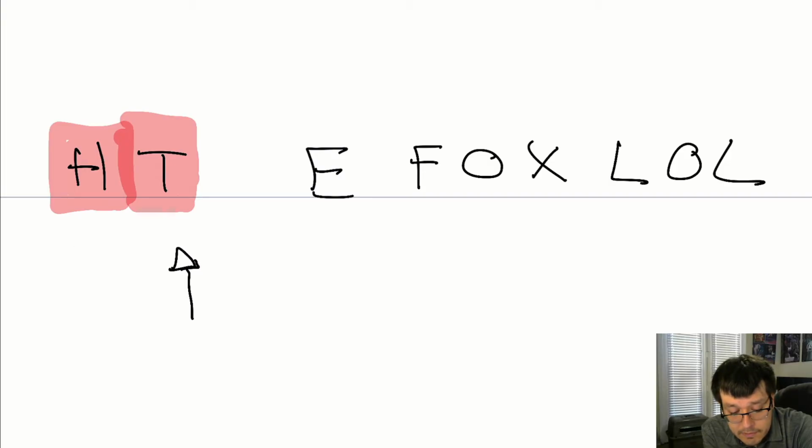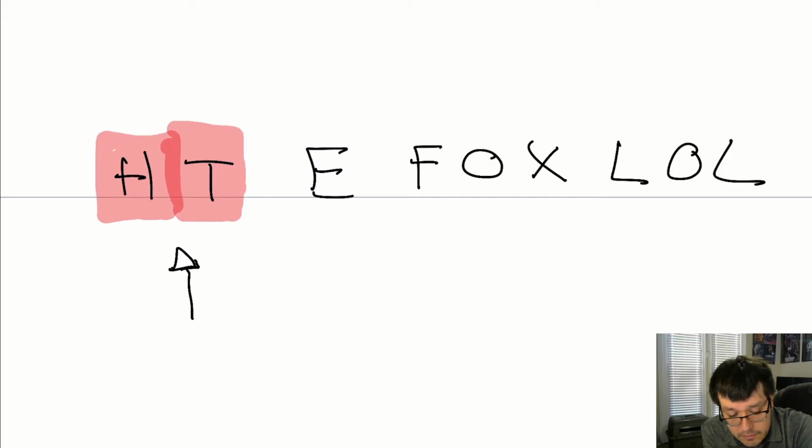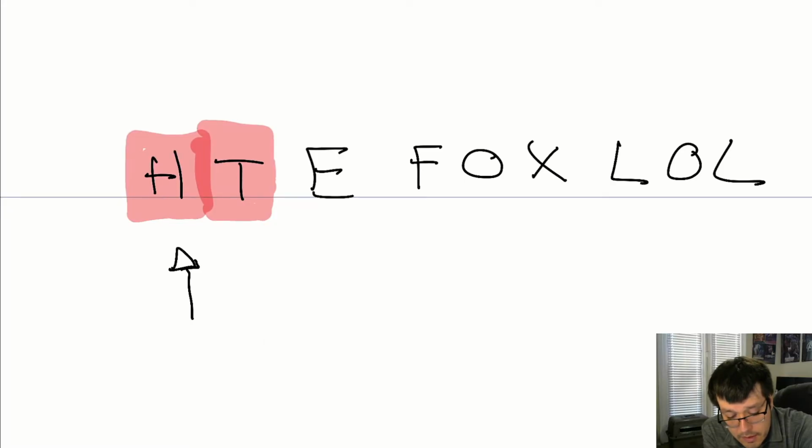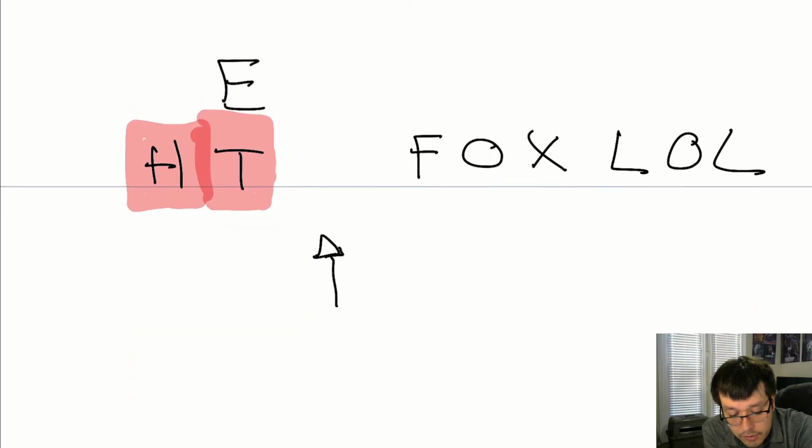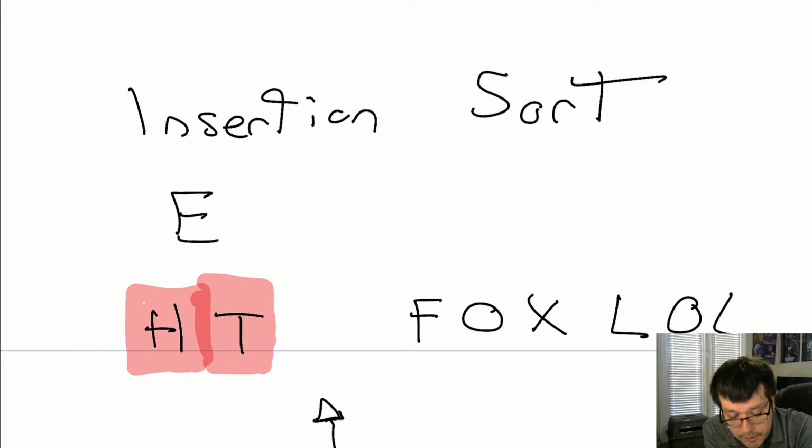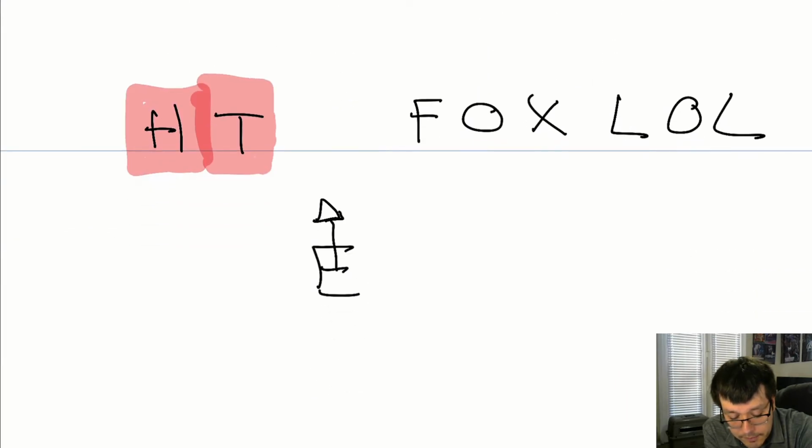Okay? All right. Next, we are going to look at the E. So we look at the E, we grab the E, and we insert it wherever it belongs. So it could go here, it could go between these, or it could go after. In this case, it's going to go in the beginning of it, and again, our sorted list grows.